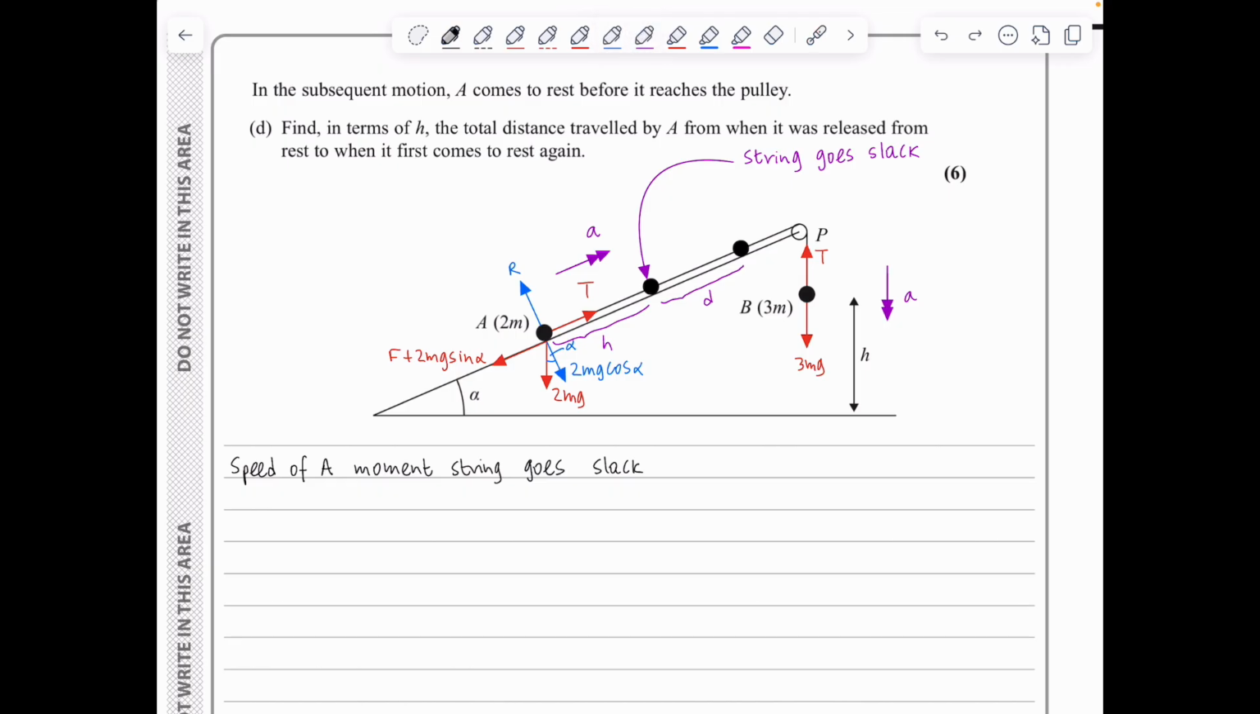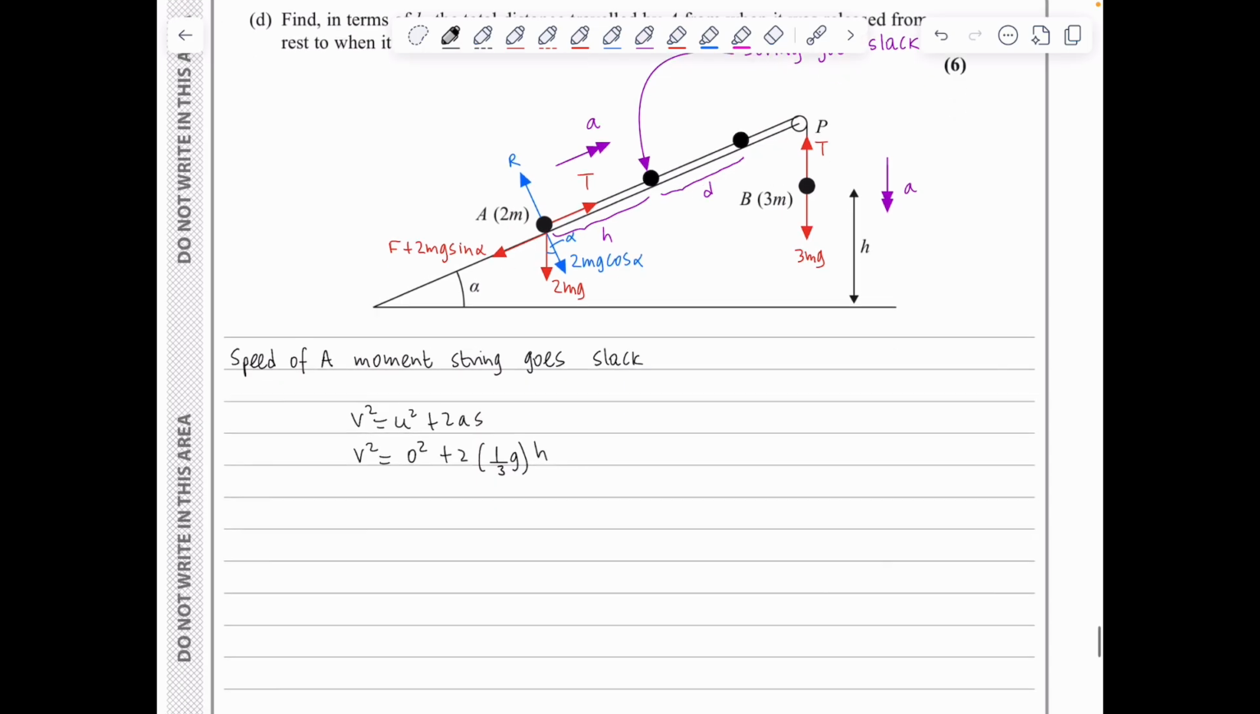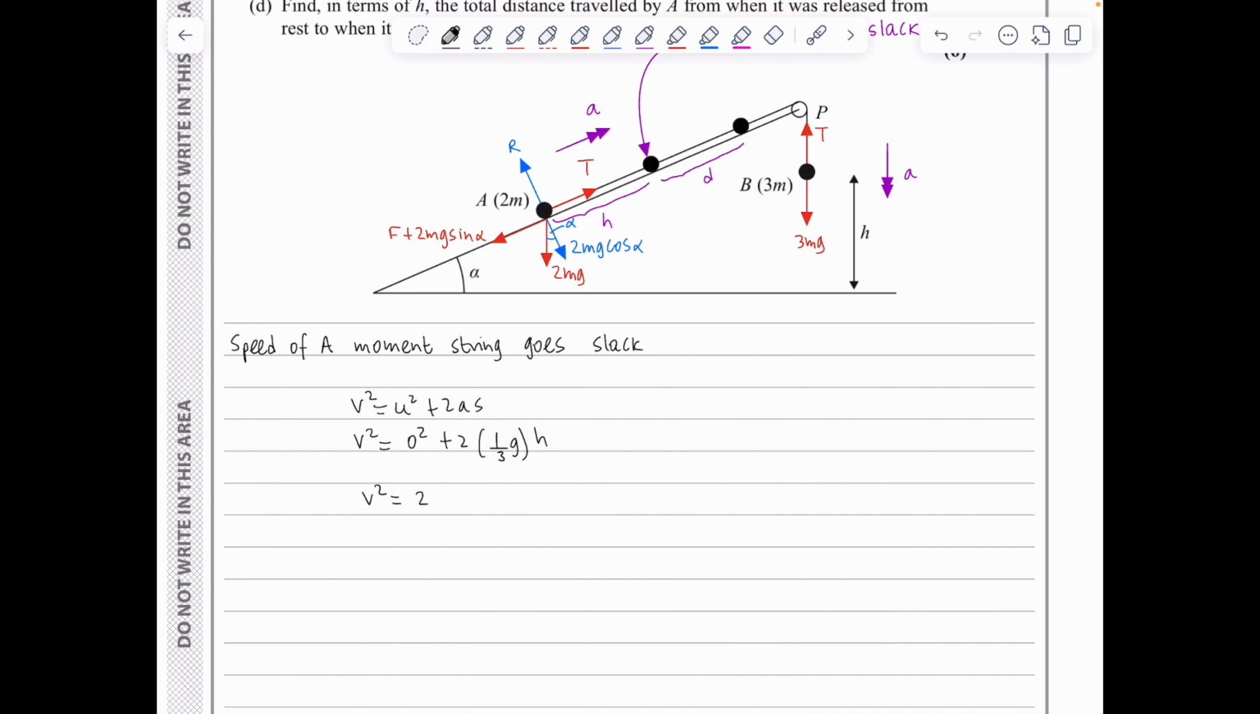I'll be using v squared is u squared plus 2as. So v squared is the initial velocity of 0 squared plus 2 times the acceleration, which we found to be a third g, times the distance covered, which is h. So we are looking at v squared being equal to 2gh over 3, and therefore v is the square root of 2gh over 3. This is the speed of A the moment the string goes slack, and I can therefore proceed in finding the distance that A covers while the string is slack. This is the distance d here on the diagram.